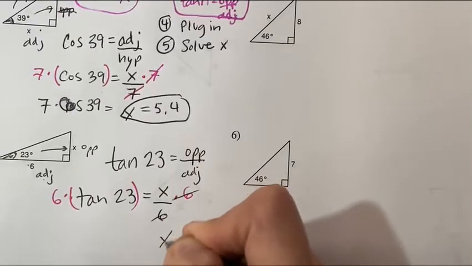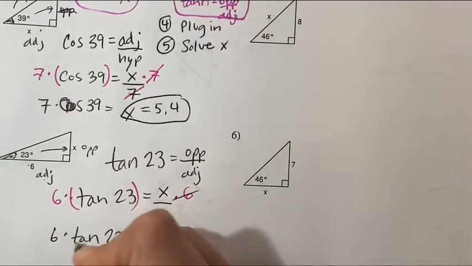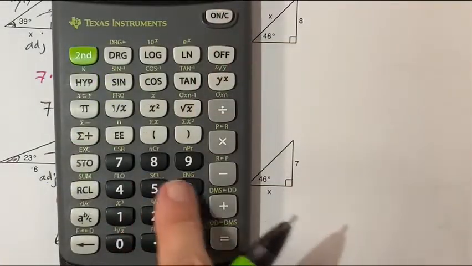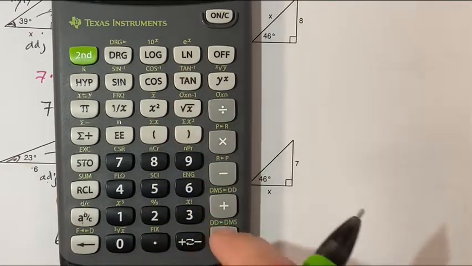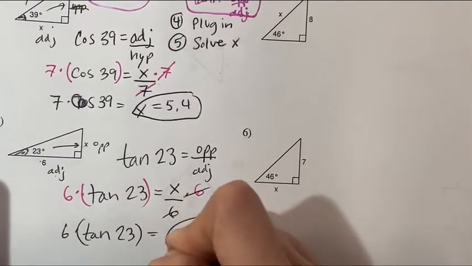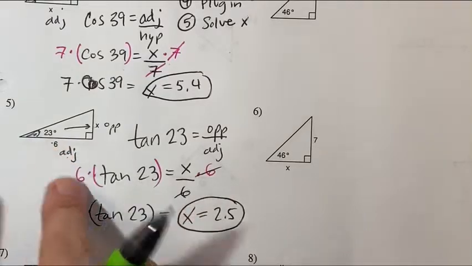So it looks like this would be equal to 6 times the tangent of 23. So 6 times 23 tangent, enter, 2.5. Notice, again, that makes sense because it's a little smaller than 6.